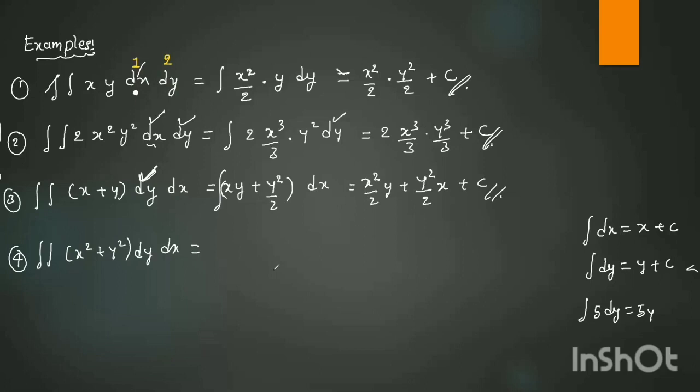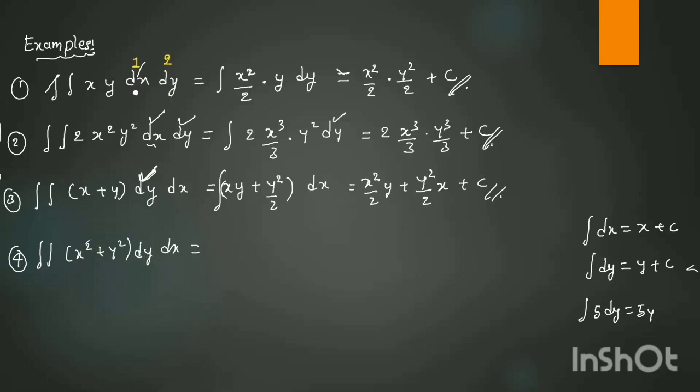x cube y square by 3 plus x square y cube by 3. x cube y square divided by 3 plus x square y cube by 3 plus c. No, wait. y x cube by 3 plus y cube x by 3. Yes, that is correct. See, Michelle, dy is there, integration first.